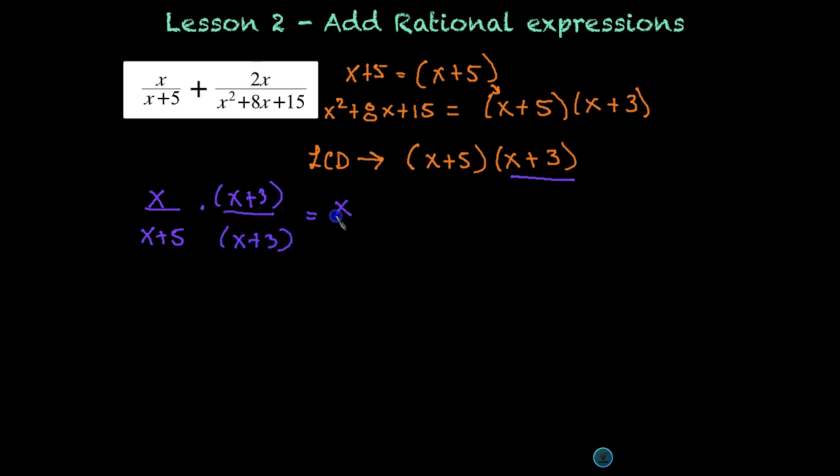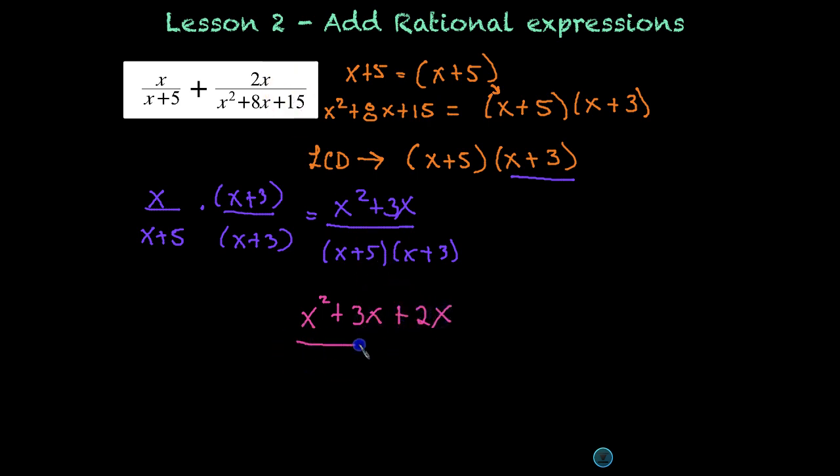If we do that, we get x squared plus 3x for our numerator over our lowest common denominator of x plus 5, x plus 3. Notice I'm keeping these binomials in parentheses when I put them together. For our second fraction, we don't need to adjust this because x squared plus 8x plus 15 is the same thing as x plus 5, x plus 3, which is already our lowest common denominator. So we're ready to add our fractions together. We have x squared plus 3x, then we have 2x from our second fraction, all over our lowest common denominator of x plus 5, x plus 3.